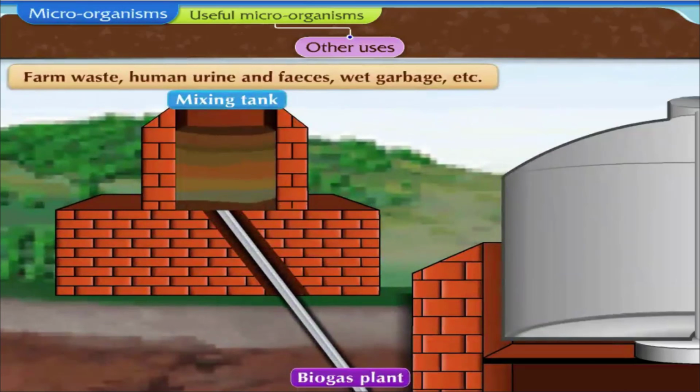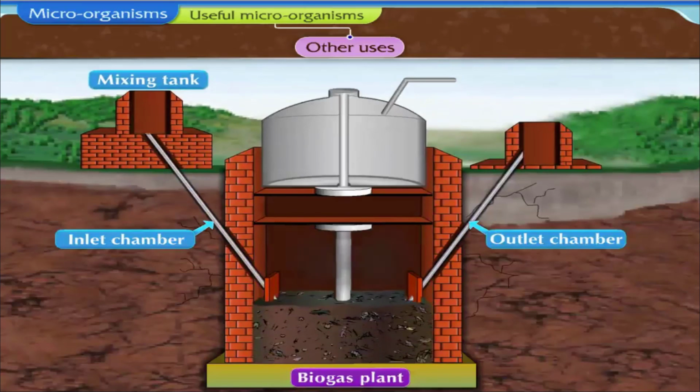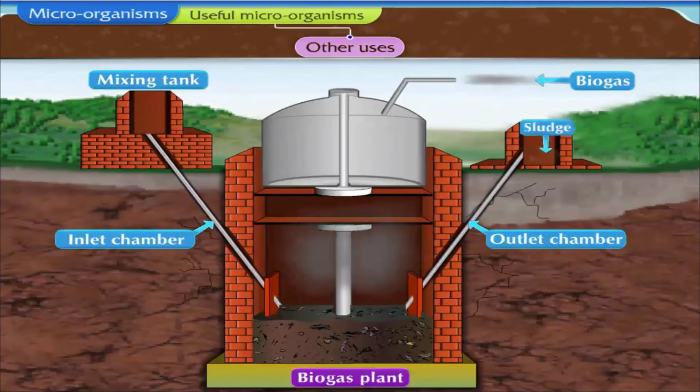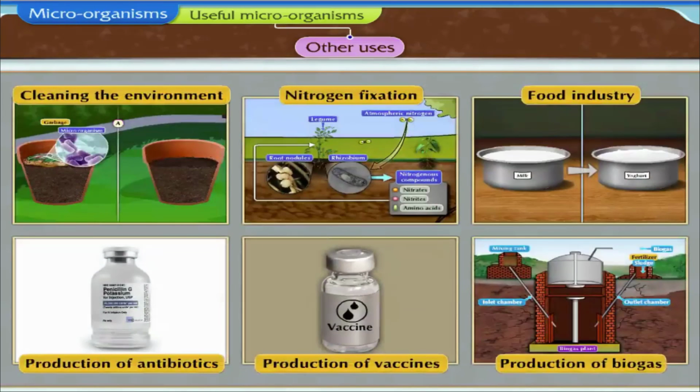Farm waste, human urine and feces, wet garbage, etc. are collected and used in a biogas plant to produce biogas and fertilizer. Come, after learning about the useful microorganisms, let us now study about some harmful microorganisms.